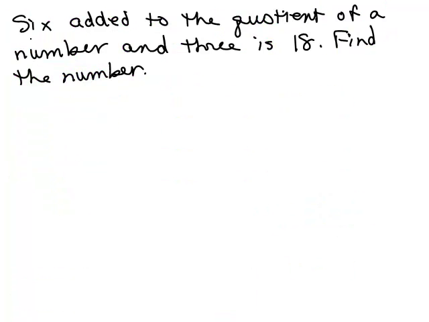All right, here's another one. 6 added to the quotient of a number and 3 is 18. All right, we found that word is. Remember, that's where our equal sign is going to be. Find the number. Okay, we're looking for a number. No surprise there. So we have to define our number. Don't forget to always say what you're going to call the number before you write an equation. That's called defining your variables.